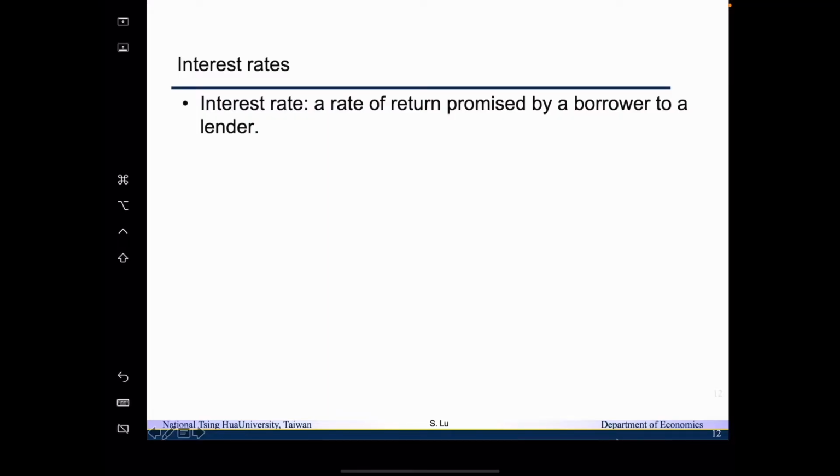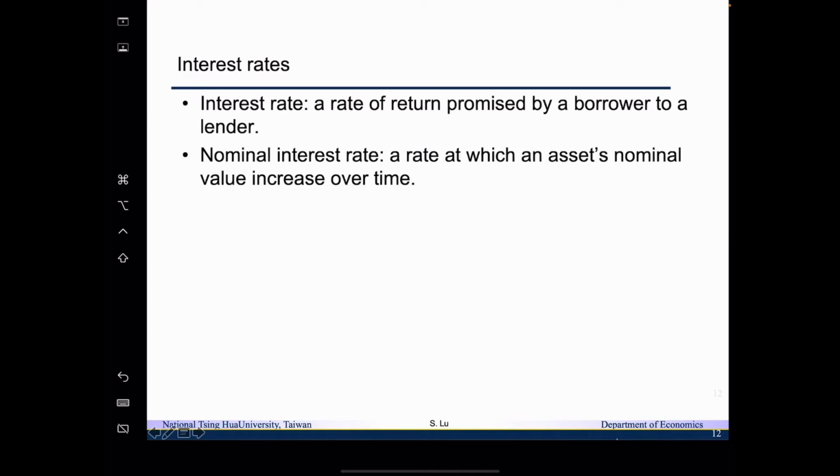Now we want to start another topic which is related to interest rate. The interest rate is a rate of return promised by a borrower to a lender. So the first type of the interest rate is called the nominal interest rate. It is the interest rate that we observe in our daily life.